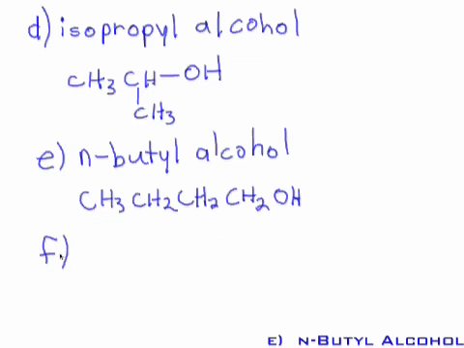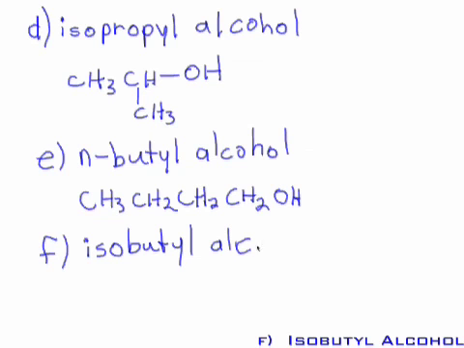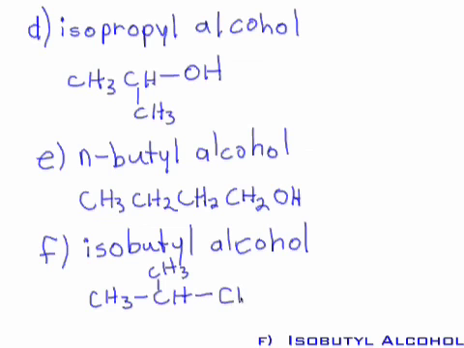F asks for isobutyl alcohol. Isobutyl groups are derived from the molecule isobutane. And so you pull an H off of one of the methyl groups of isobutane. So here we go, we pulled an H off this end and instead attached an OH there. Isobutyl alcohol.